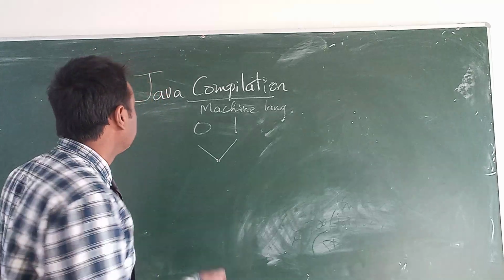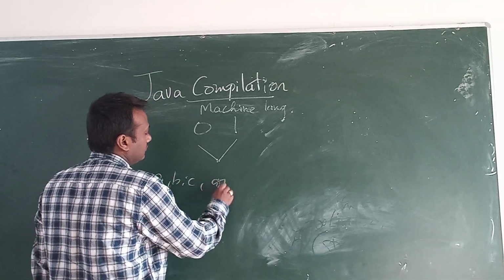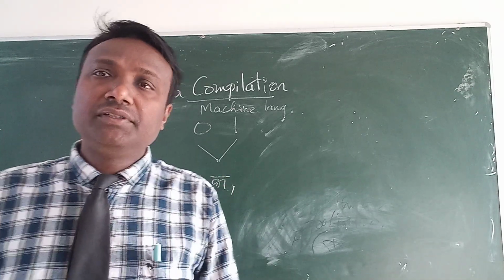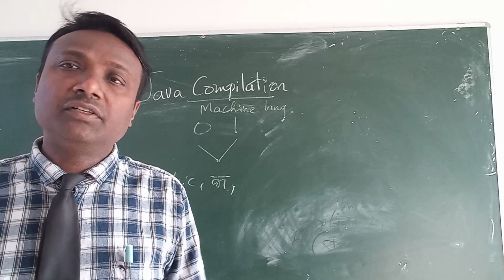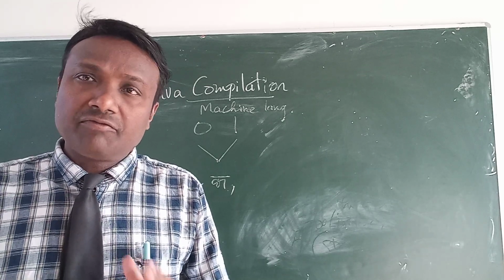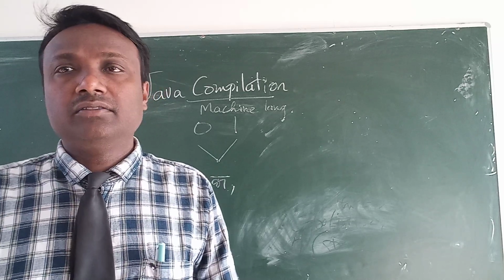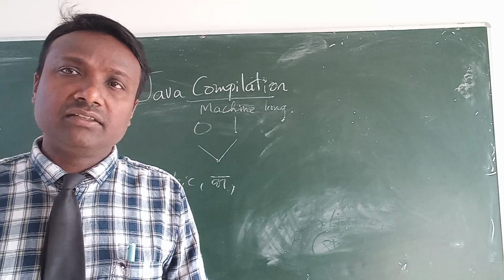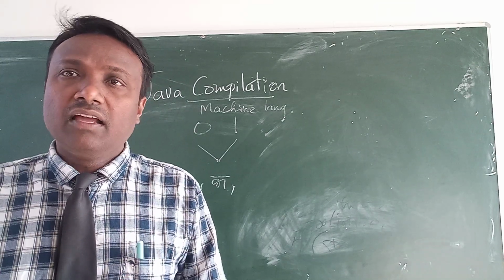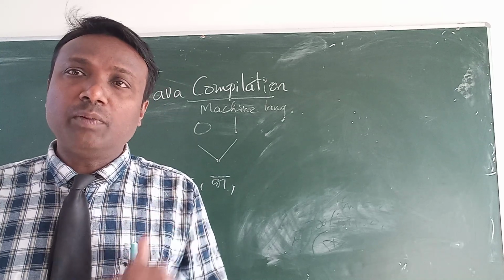For example, these are symbols which have been created by us. We refer to them as language alphabets. But these alphabets are unrecognizable by the computer. So how will it understand? It needs a translator or converter, which will translate these symbols into binary language.